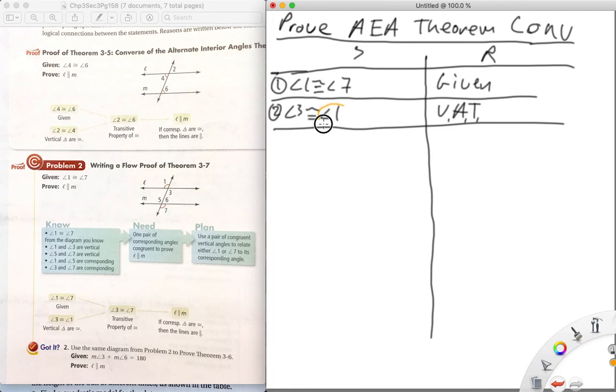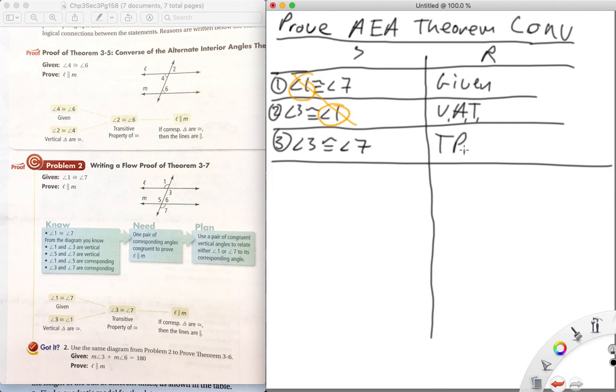Most of these proofs are actually short, and they all are pretty much done in the same way, so that's good in terms of the pattern. Since they both equal 1, they equal each other. So I can say that angle 3 is congruent to angle 7. Transitive property of congruency. Look, it's exactly like the last one.